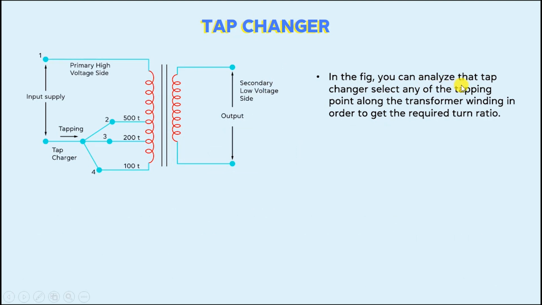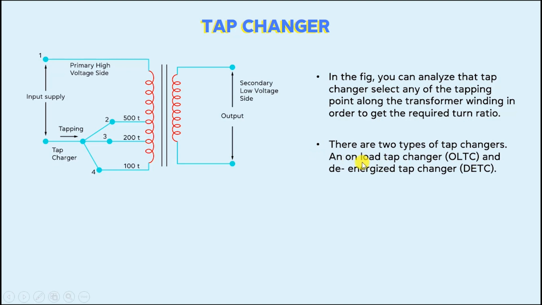In the figure, you can see that tap changers connect any of the tapping points along the transformer winding in order to get the required turn ratio. Here you can see the tappings are provided. We can select any of the tappings depending on what voltage we require at the output of the transformer. Each of the tappings gives a different voltage at the output of the transformer.